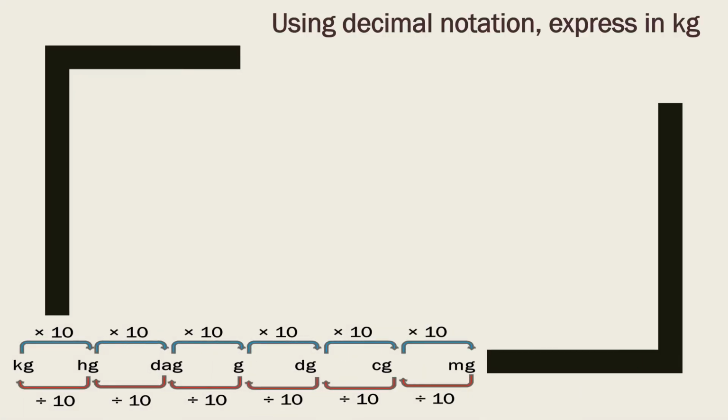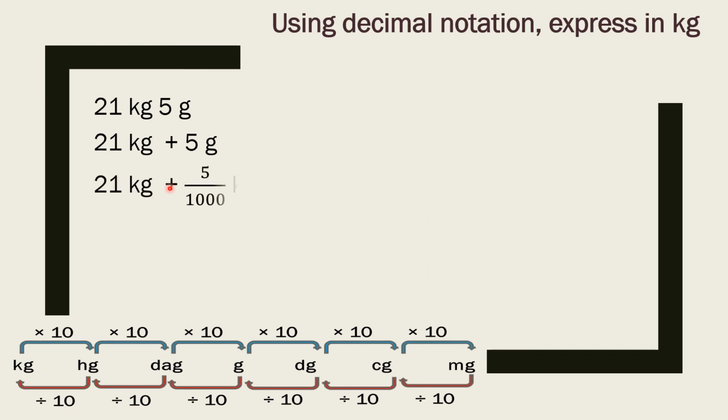Let us do one more question. Using decimal notation, express in kilogram. Here is your question. 21 kilogram, 5 gram. Here you need to convert it into kilogram. So we can write this like this: 21 kilogram plus 5 gram. 21 kilogram is already in the form of kilogram unit. So you need to convert this 5 gram into kilogram. How will we convert gram into kilogram? You need to divide by 1000. So we will write here 21 kilogram plus 5 by 1000. Now it is in kilogram.